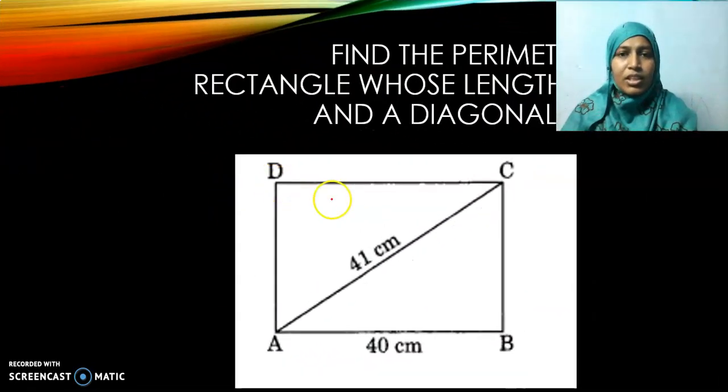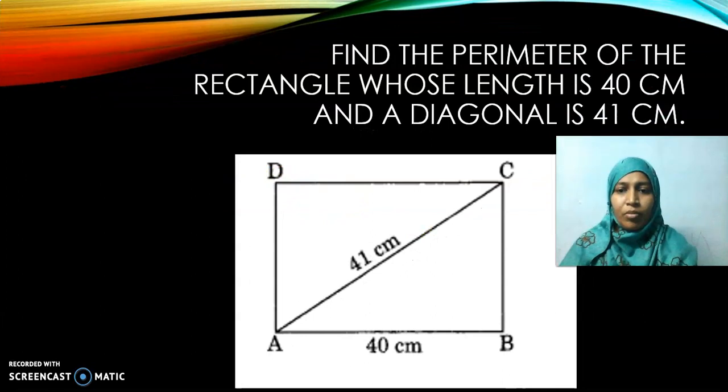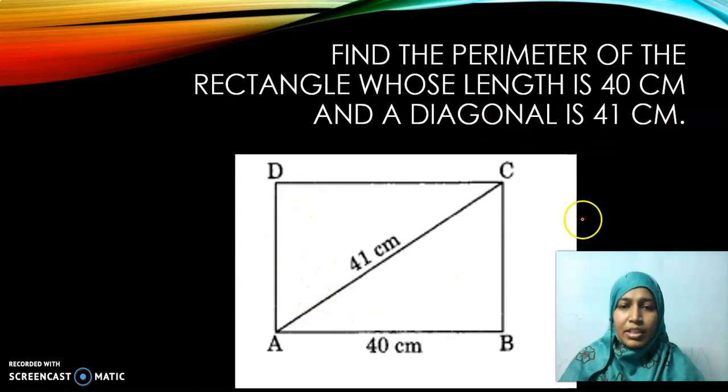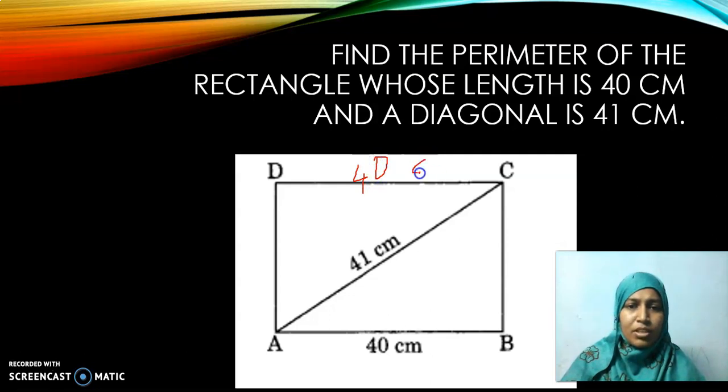Now the next question is, find the perimeter of the rectangle whose length is 40 centimeter and the diagonal is 41 centimeter. See, this is the rectangle and one of its sides is 40 centimeter. Automatically we can say CD is also 40 centimeter. And they have mentioned the diagonal's measurement. Can we find this side BC?